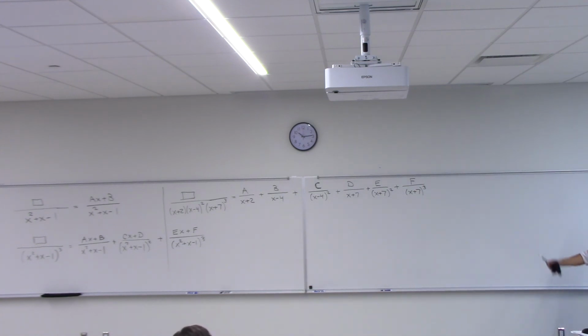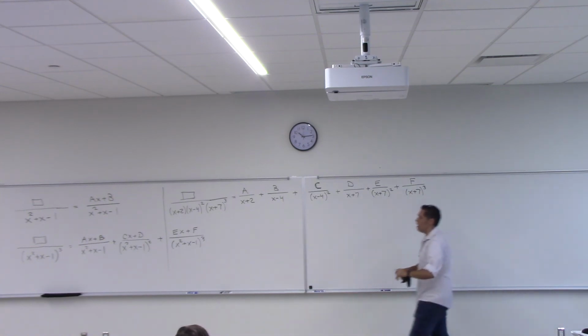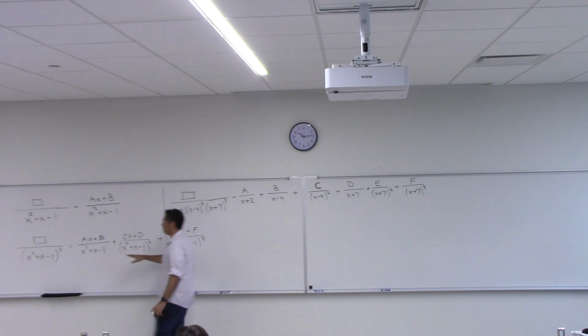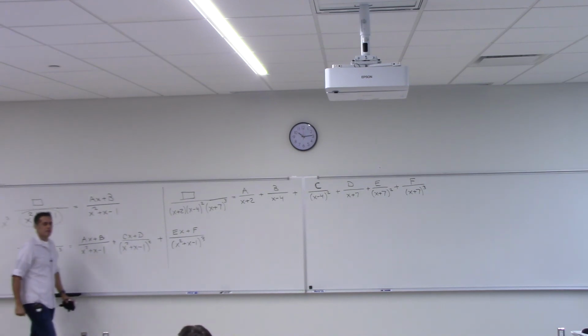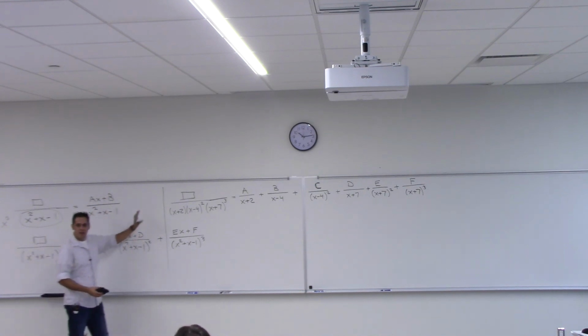That's as far as we go in this class, an irreducible quadratic to a power. But if you think about what partial fractions really is, what if we had a cubic down here, something with x cubed that we couldn't break down? What do you think we would put on top? A quadratic.